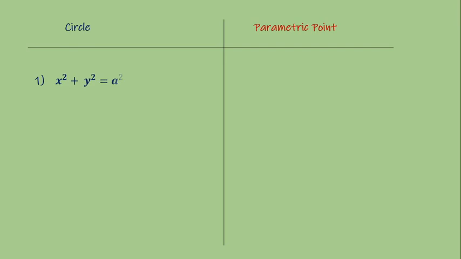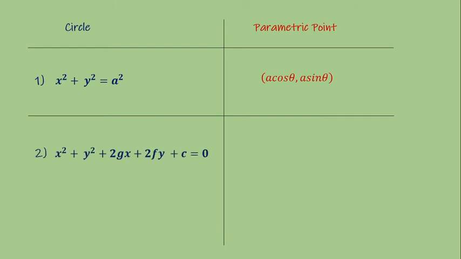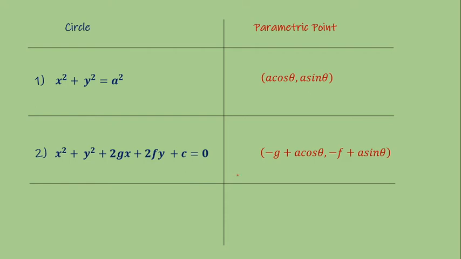Now, if the equation of the circle is x square plus y square is equal to a square, that is a standard circle, then the parametric point is a cos theta, comma, a sin theta, where a is the radius of the circle. But if we are considering the equation of the circle as x square plus y square plus 2gx plus 2fy plus c is 0, then its parametric point is minus g plus a cos theta, comma, minus f plus a sin theta, where a is the radius of the circle.